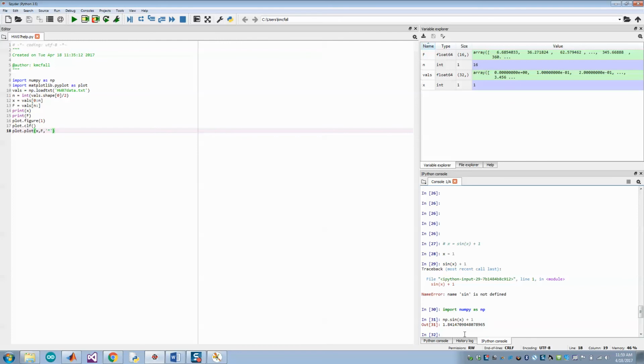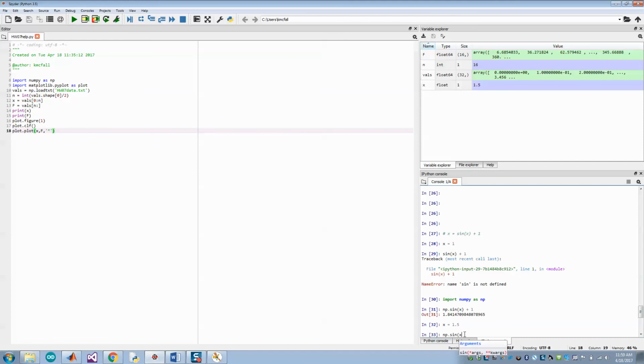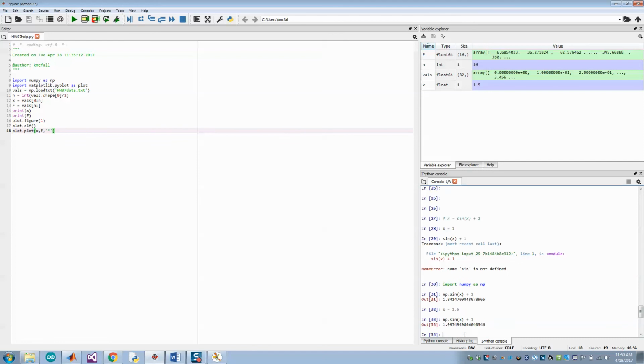Okay? So, well, maybe we guess something different. What about if I make x equal to 1.5? What is numpy sine of x plus 1? Oh, well, it's something different. 1.5 doesn't solve that equation correctly. So let's guess some other x. And you can keep guessing x's, and maybe eventually you might get the answer, but there's actually a systematic way to go about this.